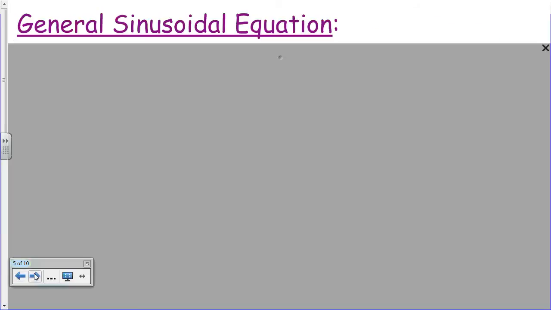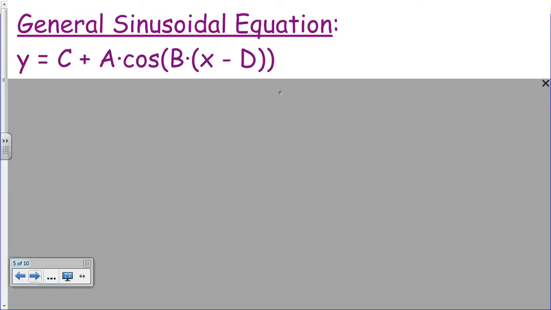All right. That leads us to what is called the general sinusoidal equation. And now that I know the derivative of sine and cosine, I can come up with some real-world phenomena that can be represented with a sinusoidal curve, that is a transformation of sine and cosine, and use it to answer some questions about that particular phenomena.